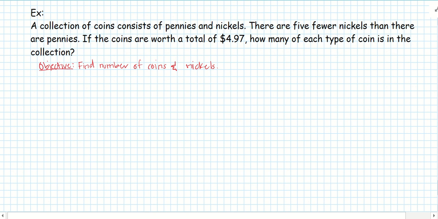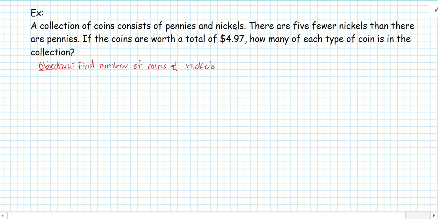The first thing that I'm noticing, it says that there's a collection of coins that consist of pennies and nickels. There are 5 fewer nickels than there are pennies. And then it says if the coins are worth a total of $4.97, how many of each are in the collection, right? So I'm noticing that I don't really have the number for either pennies or nickels, right?